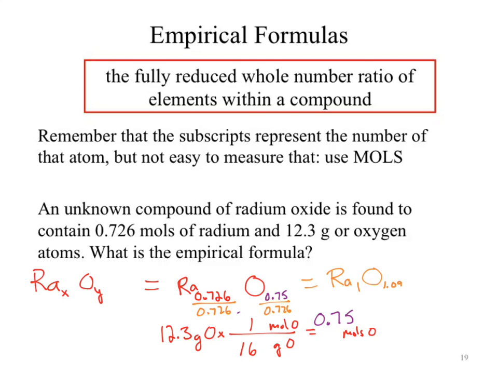Okay. What is that 1 very, very close to? What is our oxygen very, very close to? 1. What's our formula become? RaO.